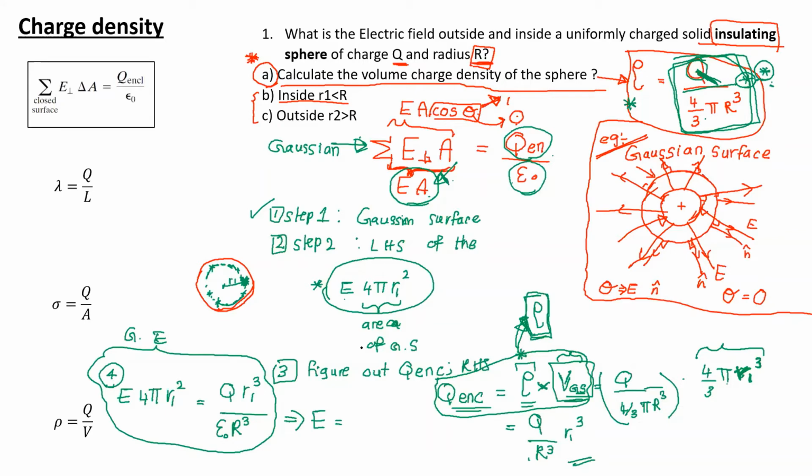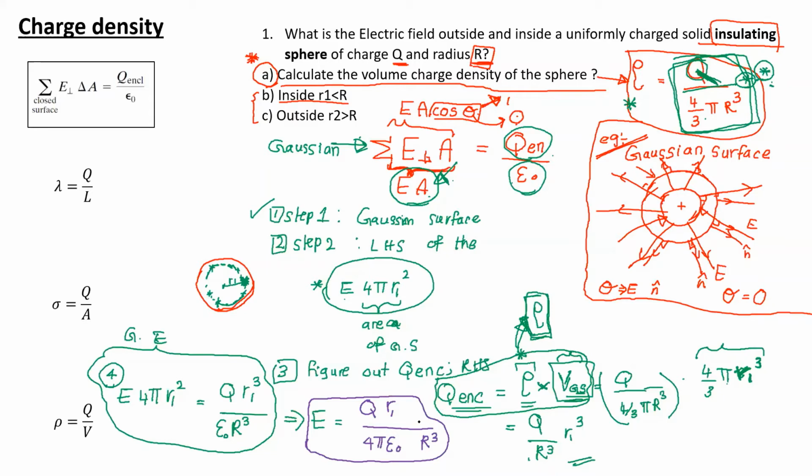So this is what you have got. I'm writing what you are sending me through the chat. You got Q R1 divided by 4 pi epsilon naught R to the power 3. So is this what you got? Yes.